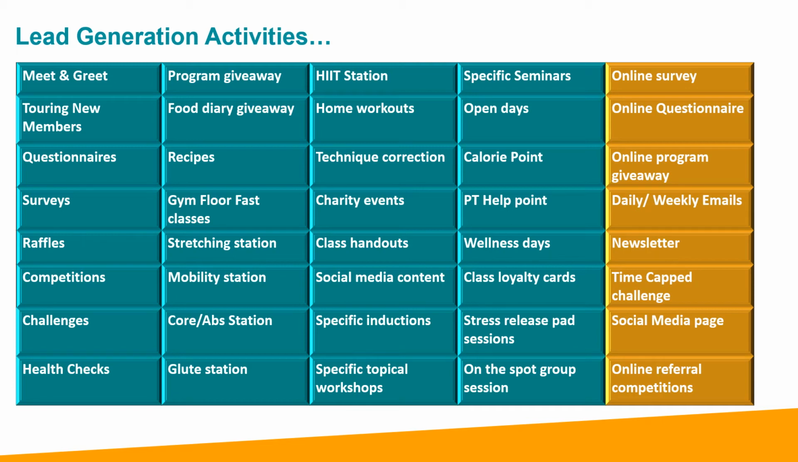People can stamp, and if they get 5, for example, if they're attending 5 classes, they get an opportunity to get a program, food diary, a free consultation, all of that type of stuff.